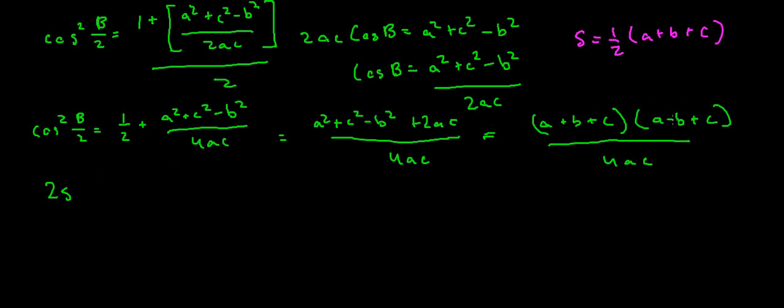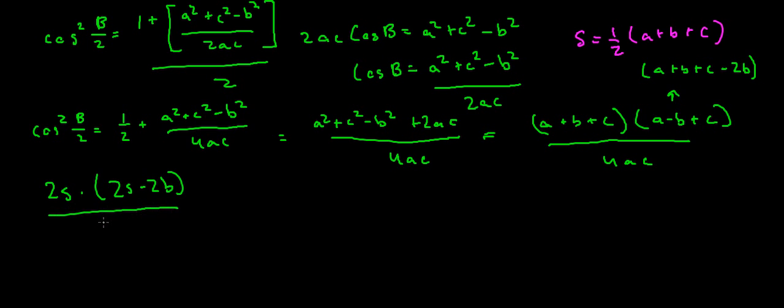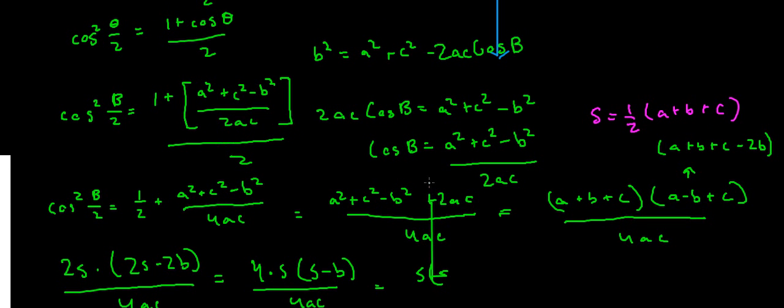And then times this. This is a minus b. But this is the same thing as a plus b plus c minus 2b. So it could be 2S minus 2b. So times 2S minus 2b. And this is all over 4ac. But I can factor this stuff out, and this can be 4 times S minus b. Factor a 2 out of here. Over 4ac. The 4s will cancel out, so this is equal to S times S.